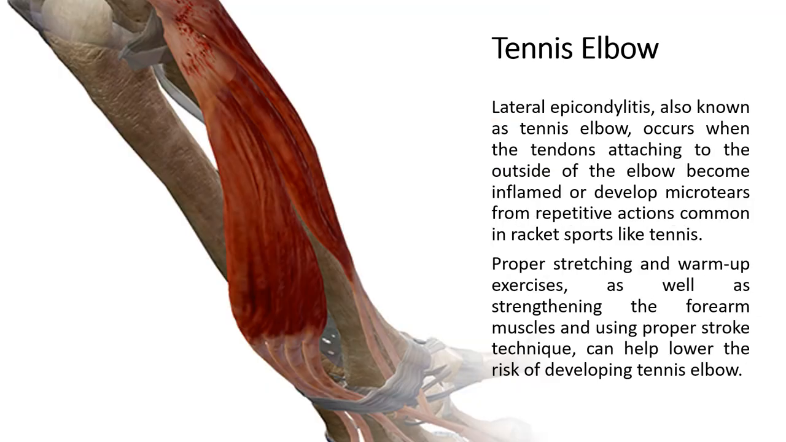Tennis elbow. Lateral epicondylitis, also known as tennis elbow, occurs when the tendons attaching to the outside of the elbow become inflamed or develop micro tears from repetitive actions common in racket sports such as tennis. Proper stretching and warm-up exercises, as well as strengthening the forearm muscles and using power stroke technique, can help lower the risk of developing tennis elbow.